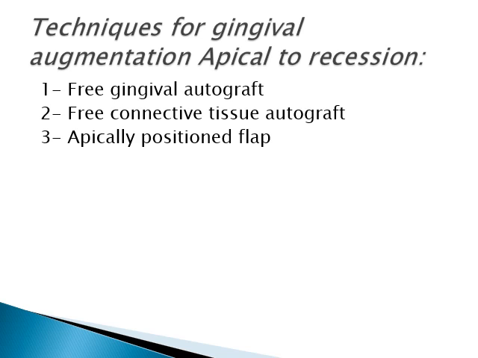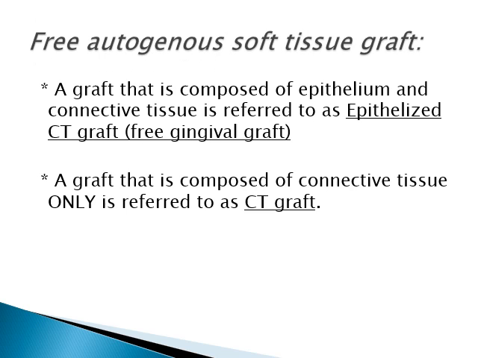Techniques for gingival augmentation apical to recession, we have three techniques. The first one is free gingival autograft, the second is free connective tissue autograft, the third one is apically positioned flap. Free autogenous soft tissue graft. As we mentioned before, free means transfer the graft from one side to put in another side. Autogenous means in the same individual.